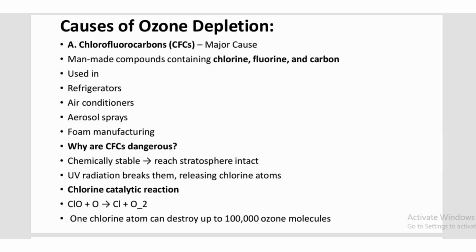There are certain causes of ozone depletion. The first cause is chlorofluorocarbons, which are the major cause. They are man-made compounds containing chlorine, fluorine, and carbon, used in refrigerators, air conditioners, aerosol sprays, and foam manufacturing. Why are chlorofluorocarbons dangerous? They are chemically stable, reach the stratosphere, and interact. The UV radiation breaks them and releases chlorine atoms. The chlorine then acts in a catalytic reaction. One chlorine atom can destroy up to thousands of ozone molecules.